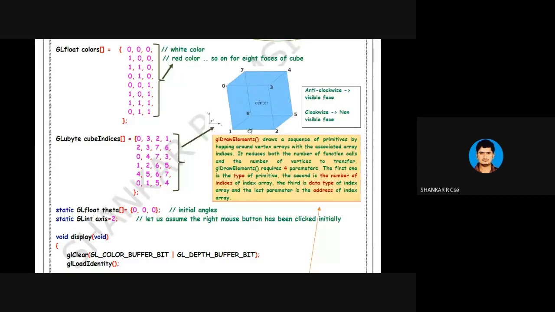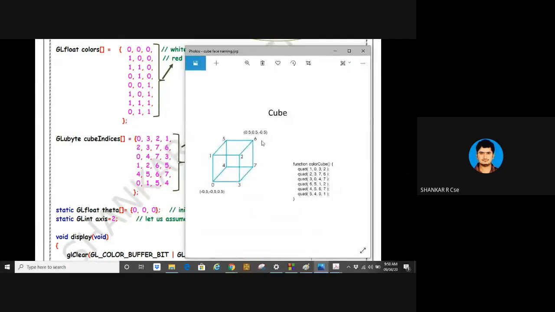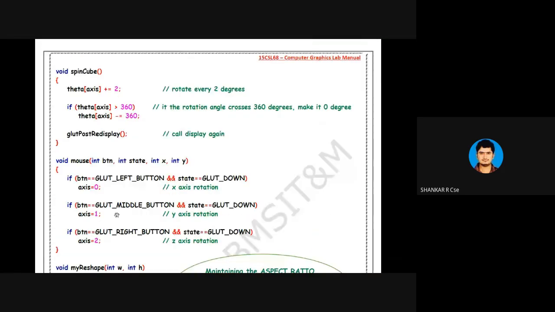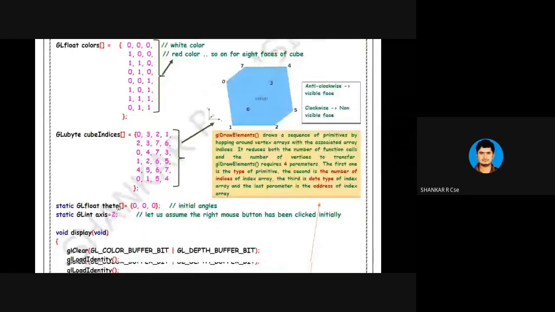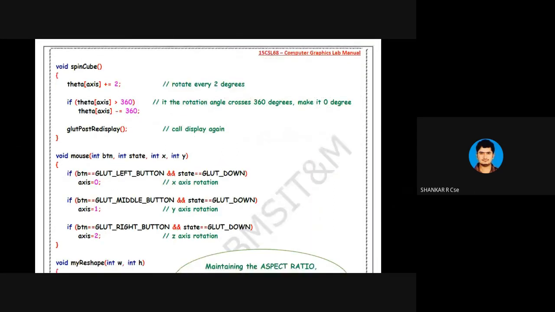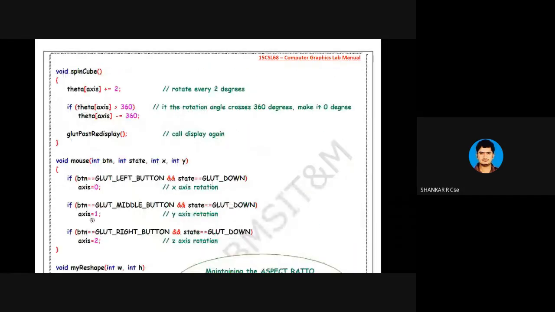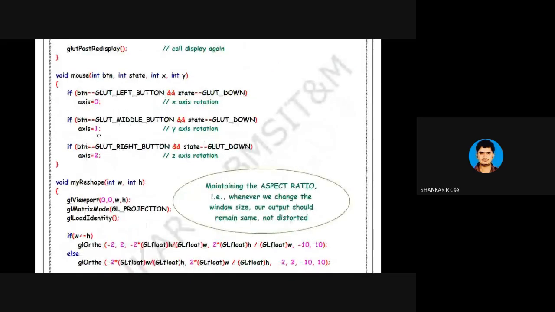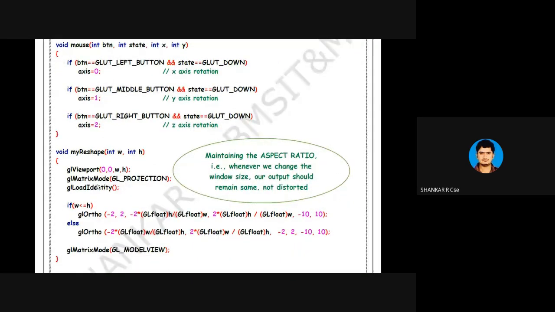Please don't look at this diagram. The diagram is this one. This diagram you can see, and we saw that anti-clockwise means visibility, clockwise means non-visibility. After this, my theta axis, display, draw elements. We talked extensively about draw elements. Without draw elements, what happens, all the stuff we talked about. And then the spin cube whenever it is idle, and then the mouse, and then the reshape. That is what we discussed last class. So you remember reshape? We extensively talked about reshape.